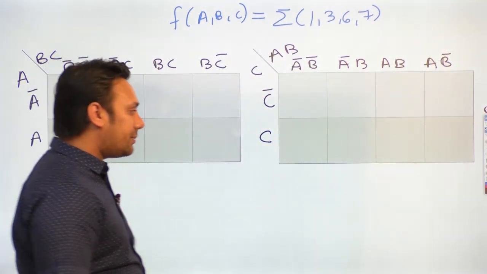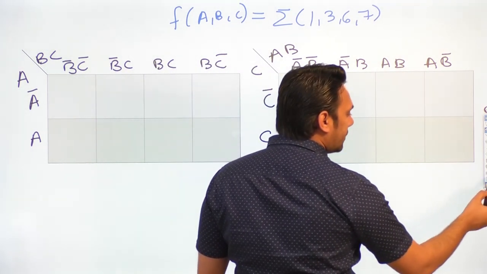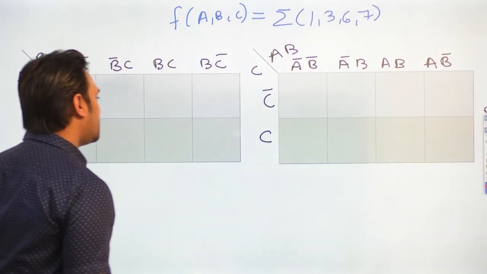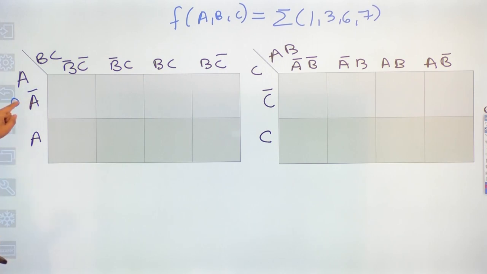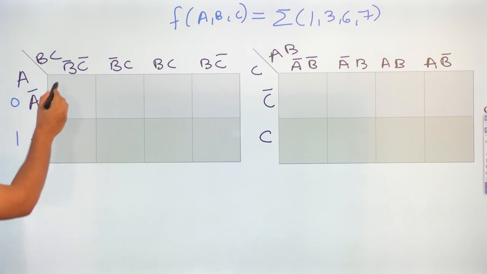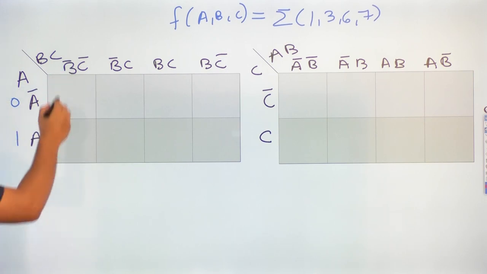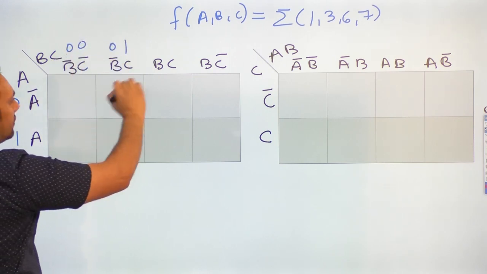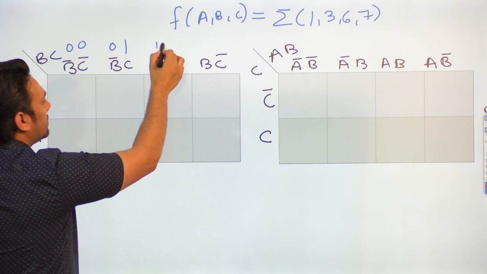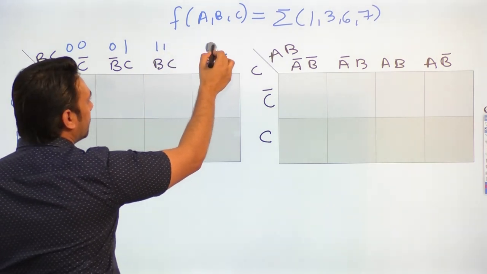And if you remember, you can also represent them with the help of a number. This is representing a number 0, this is representing a number 1. So A complement is representing number 0, and when I say A, A is representing a number 1. Then B complement C complement is representing a number 00, B complement C is representing 01, this is representing 11, and this is representing 10.